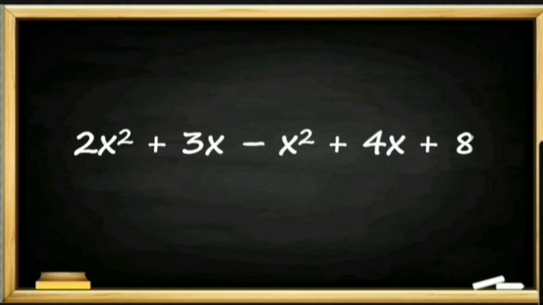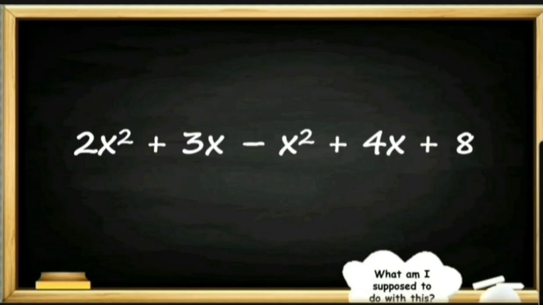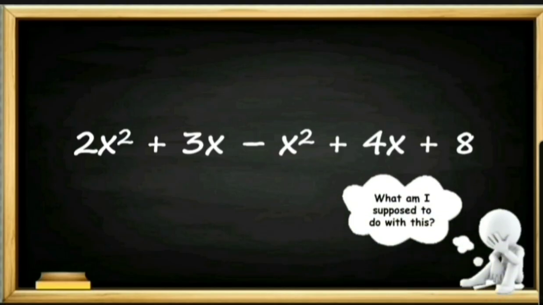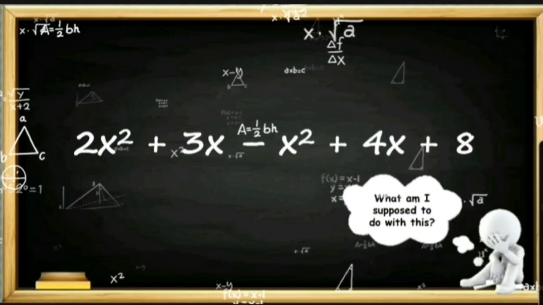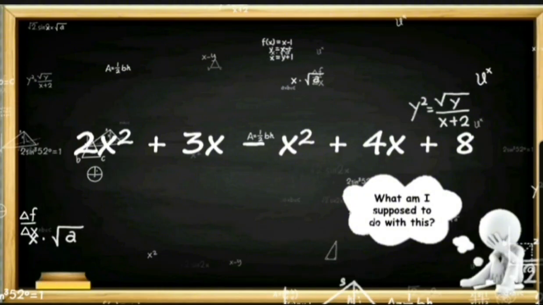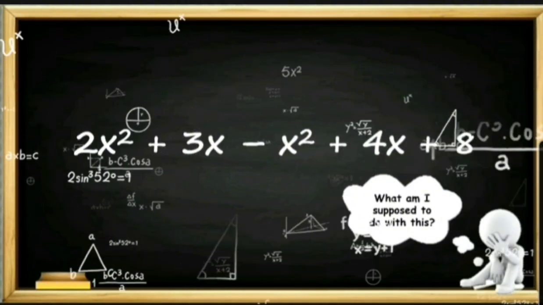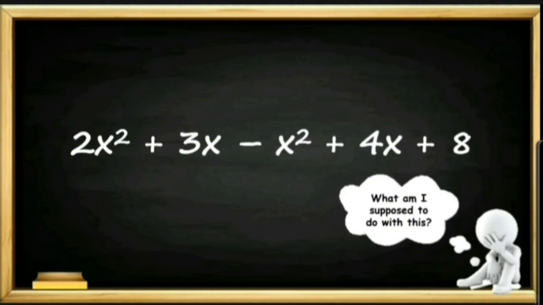Ever seen something like 2x squared plus 3x minus x squared plus 4x plus 8 and thought, what am I supposed to do with this? You're not alone. The secret is knowing which parts actually go together. Once you spot that, simplifying the whole expression becomes way easier. Let me show you how.